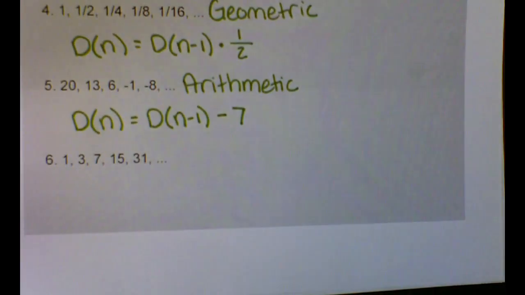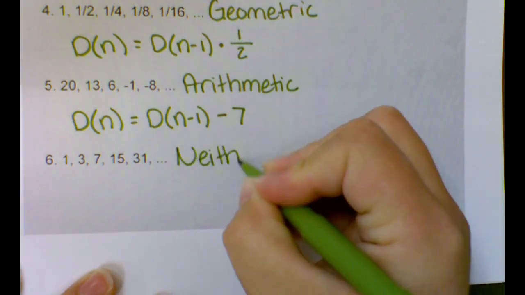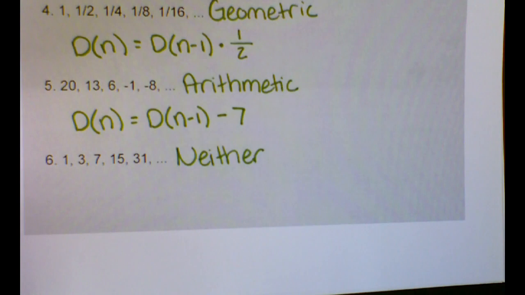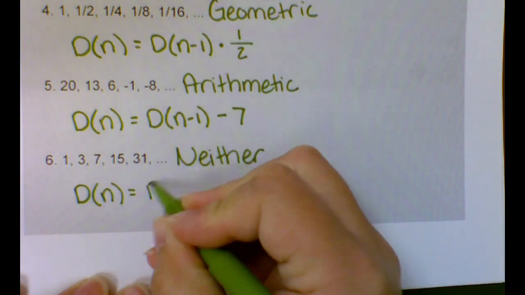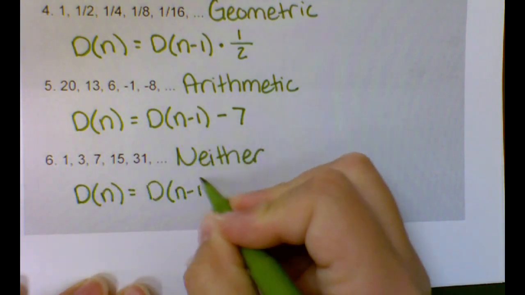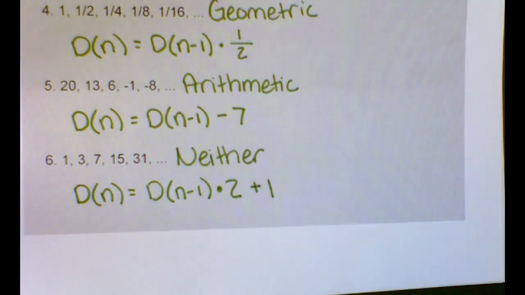And for number 6, notice that we don't add the same number each time, and we don't multiply by the same number each time. This is neither arithmetic nor geometric. Our pattern here is that we multiply by 2 and then add 1. So we can still write our rule. D of n is equal to the term before it, d of n minus 1, multiplied by 2, and then we add 1. Same exact thing as we were doing, just 2 steps.